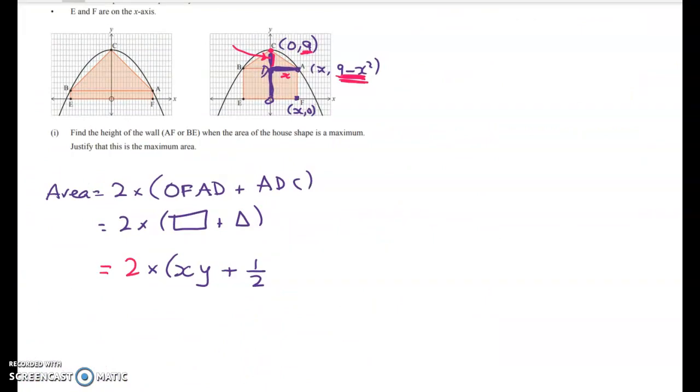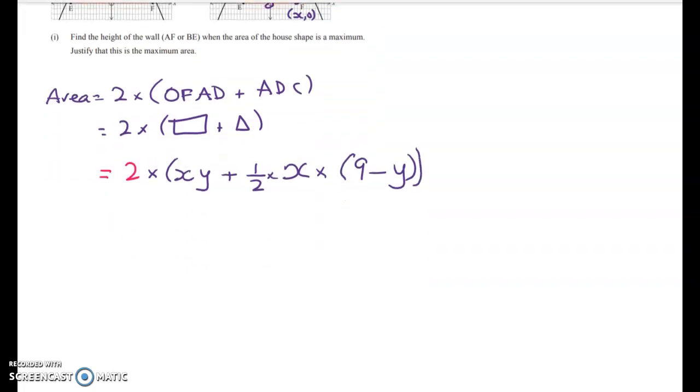So it's half times x for the base times 9, and I'll just make it 9 minus y for now. Let's expand that out and clean it up. We get 2xy plus x times 9 minus y, right? Because the 2 here and the 1/2 here cancel through.